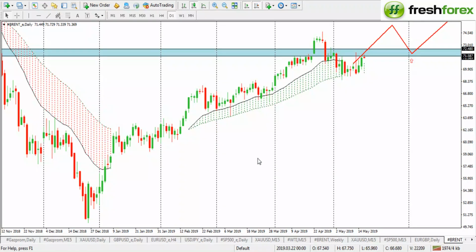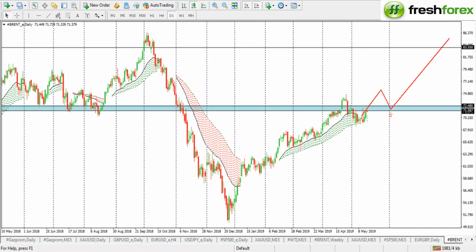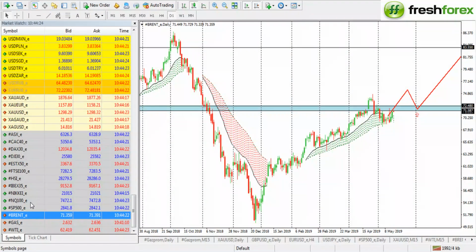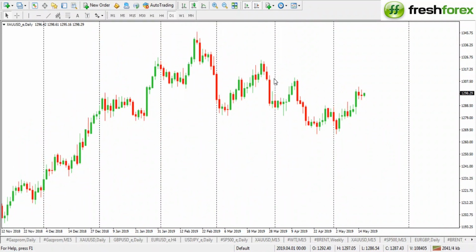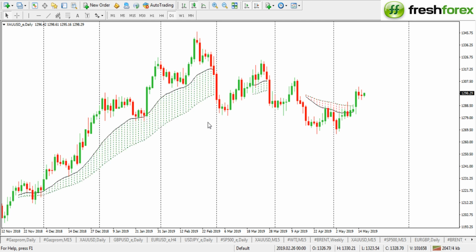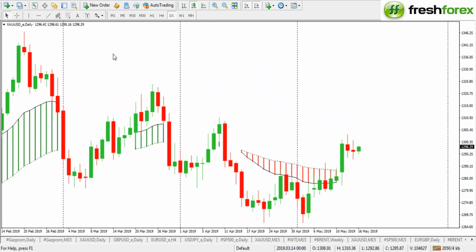So we move forward to our next chart, and that should be gold. We want to see how gold is doing, if there's any good buy or any good sell. Gold is here. I'm going to attach our trend indicator so that we are able to see. So on gold, currently on the daily chart, there's actually no clear trend.